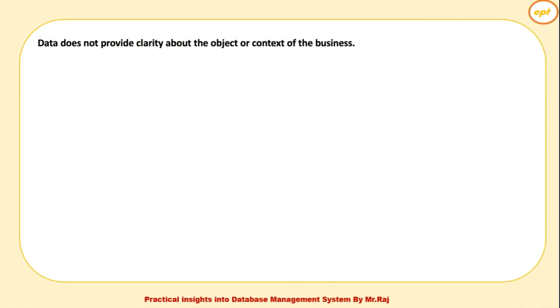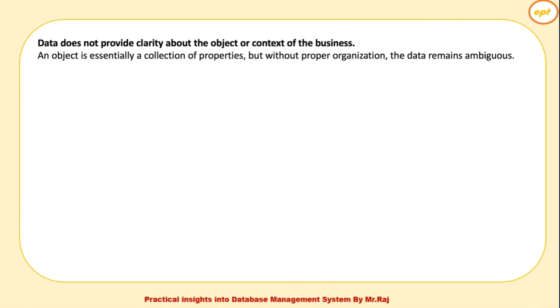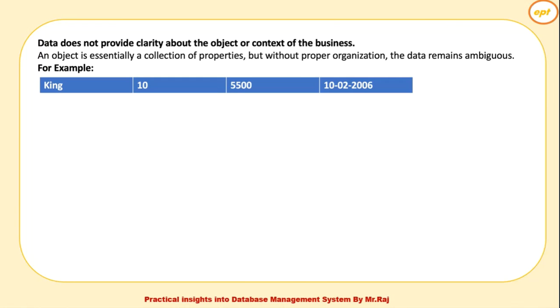Okay, let me take one particular record from the given data and understand. Now see what we are saying here: data doesn't give clarity about the object or context of the business. That is what we have seen, right? You have data but you are not able to give an answer, right? Observe carefully what they are saying here. Data doesn't give clarity about the object or context of the business.